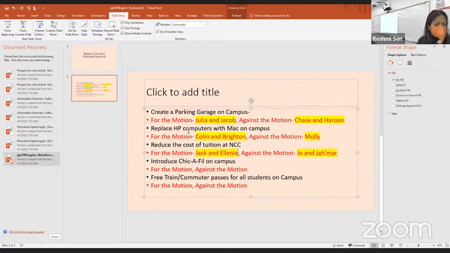Oh, okay, there you go. So we have reducing the cost of tuition at NCC. For the motion, we have Jack and Elmi, and against the motion, we have Joe and Jammer. For the motion, reducing the cost.